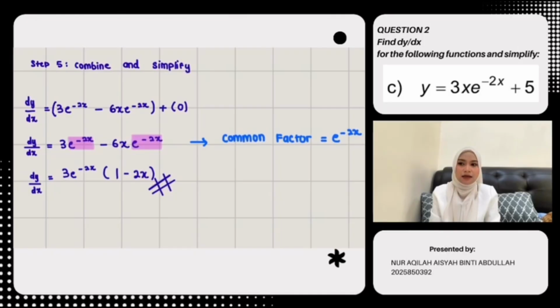negative 2x. Inside the bracket, 3e to the power of negative 2x divided by itself leaves 1, and negative 6x e to the power of negative 2x divided by 3e to the power of negative 2x leaves negative 2x. So this gives us the final simplified answer.